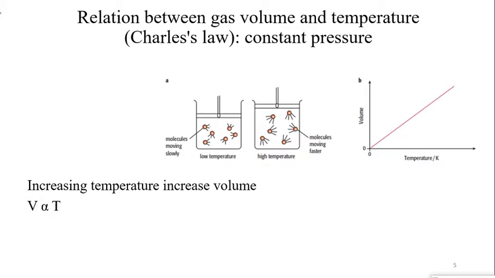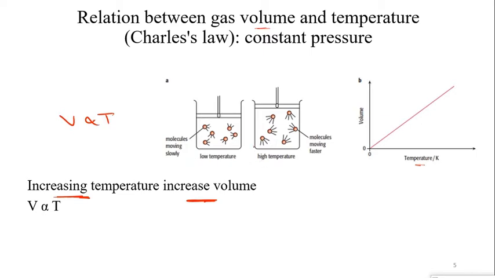The second relation is the relation between gas volume and temperature. Charles' law states that at constant pressure, the volume of a gas is proportional to the temperature. This means if I increase the temperature of the gas, my volume will increase. If I try to draw the relation between the volume and temperature, we can represent it as a straight line. Increasing the temperature will increase the volume as well.